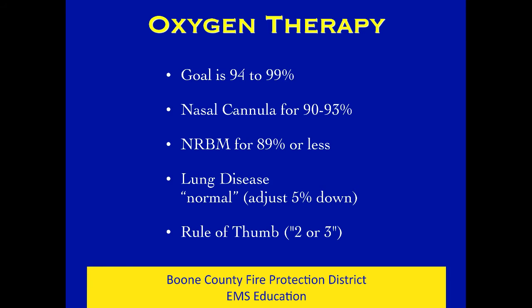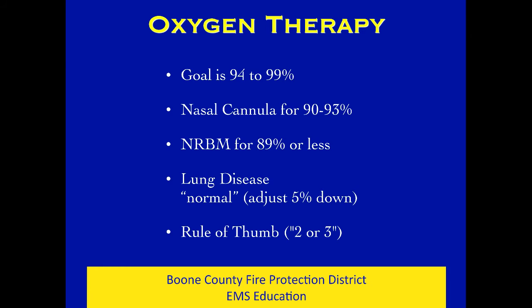Because really the rule of thumb, 2 or 3 liters for 2 or 3 minutes ought to get you 2 or 3 points increase on the oxygen saturation. And if it doesn't, then you may have a ventilation problem or a circulation problem. And so it's reasonable to start with that. Start with a couple of liters for a couple of minutes and see if you get some improvement. And if you don't, then you can switch to the non-rebreather mask.